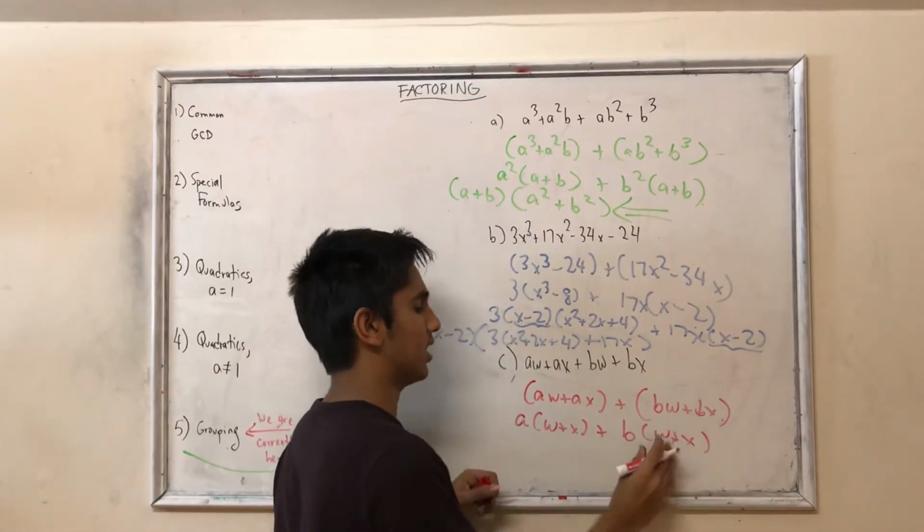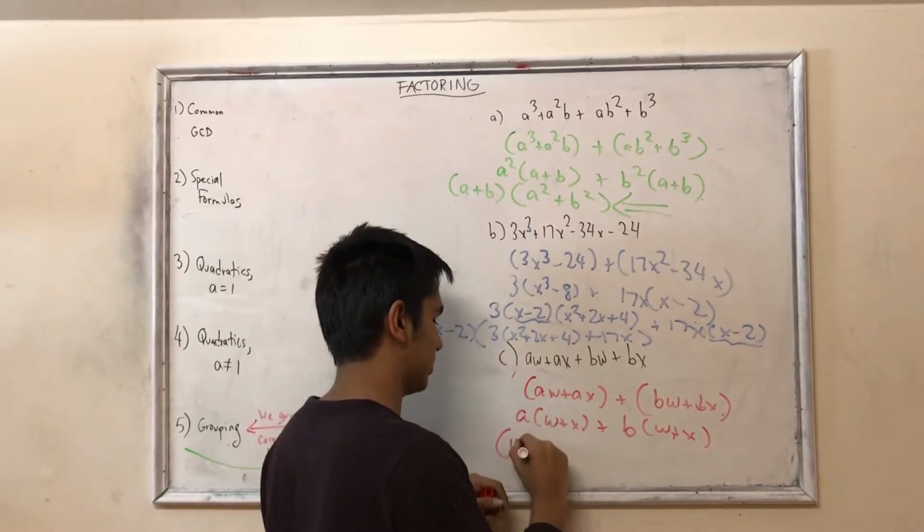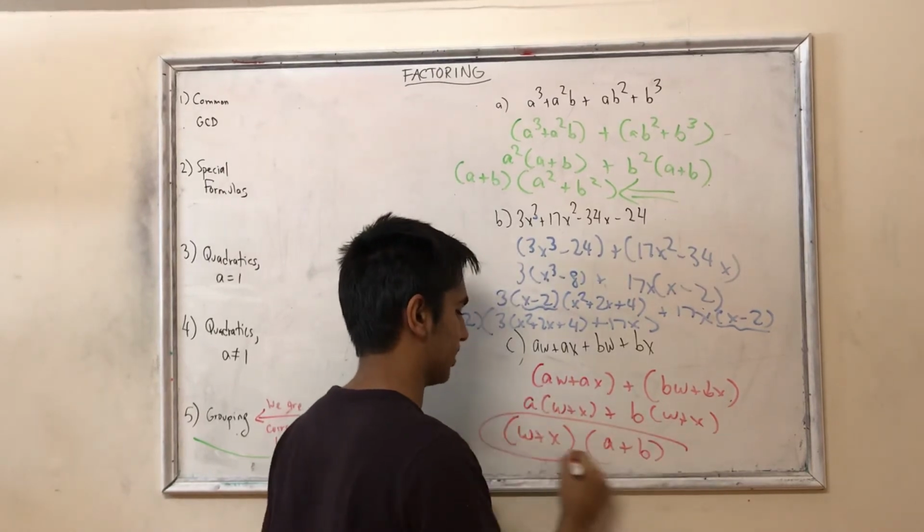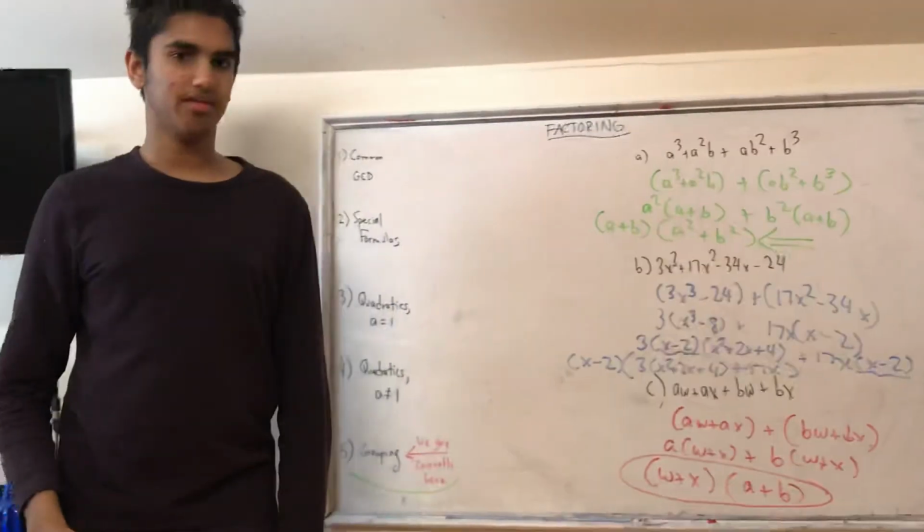And what do you know? We have a common term of W plus X. So we factor that out and we're left with A plus B. And this is our factorization. And with this we have finished factorization.